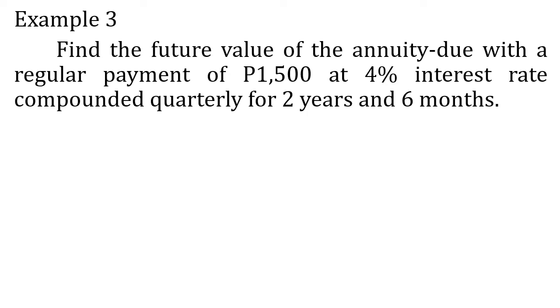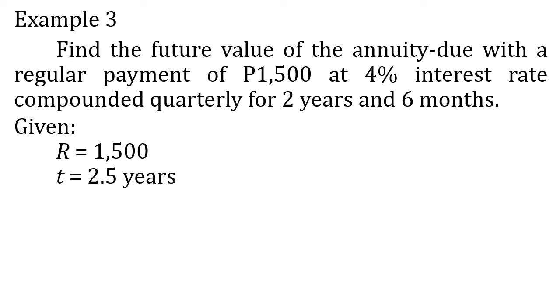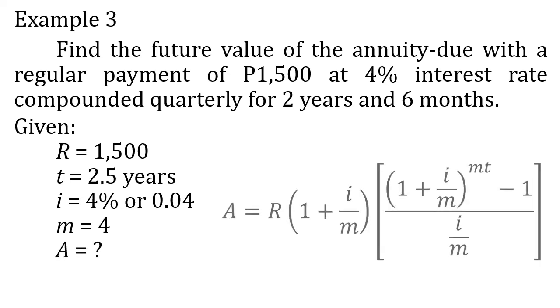Example 3. Find the future value of the annuity due with a regular payment of 1,500 pesos at 4% interest rate, compounded quarterly for 2 years and 6 months. So here, the regular payment is 1,500. Time is 2.5 years because 2 years and 6 months. I is 4% or 0.04. M is equal to 4. So we will be solving for the future value of the annuity due. So we are going to use this formula.